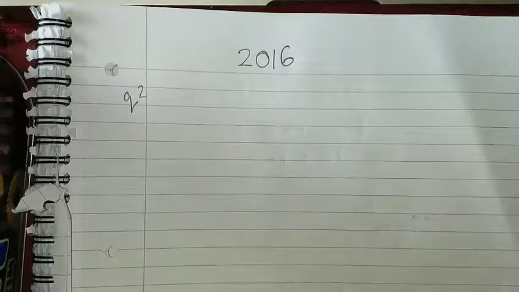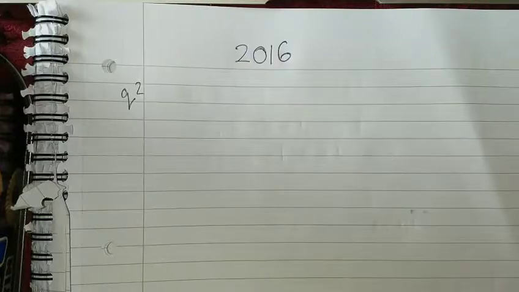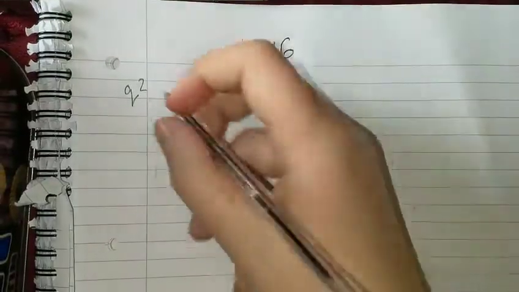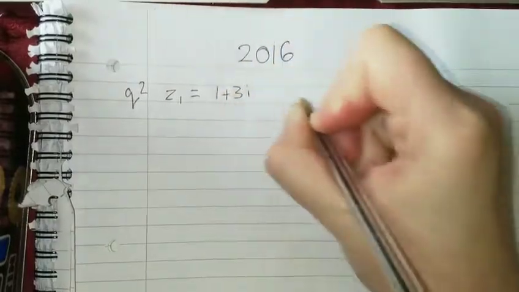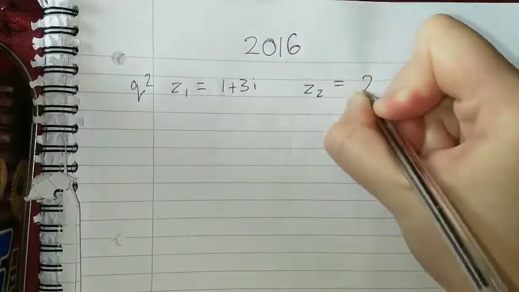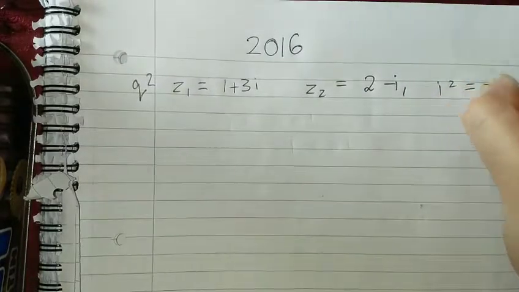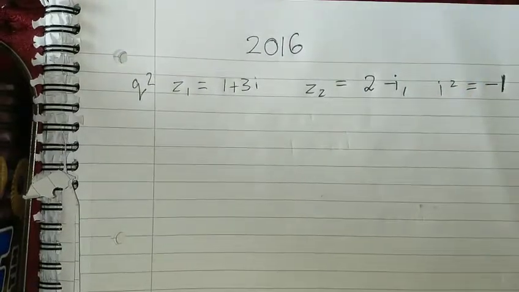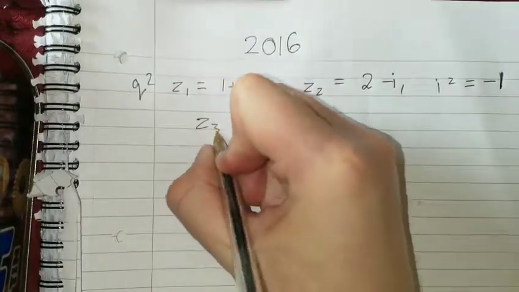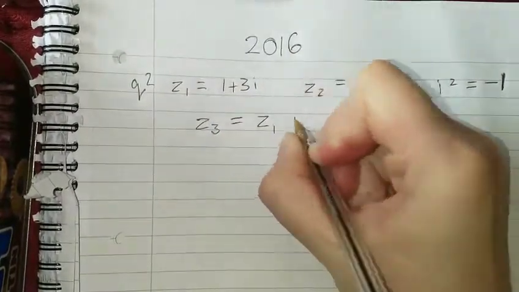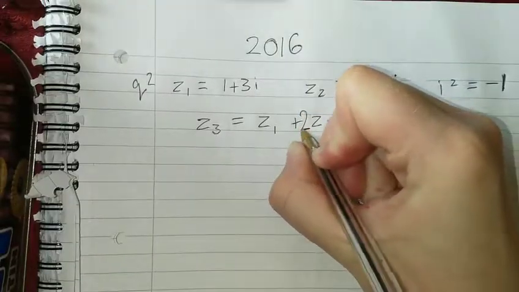So here we have 2016, this is question 2 and this is Leaving Cert Ordinary Level and it's on complex numbers. So we're told that Z1 is 1 plus 3i and Z2 is 2 minus i, and they're saying i squared is equal to minus 1, so they're saying these are two complex numbers. So they're saying let Z3 be equal to Z1 plus Z2 plus 2Z2.